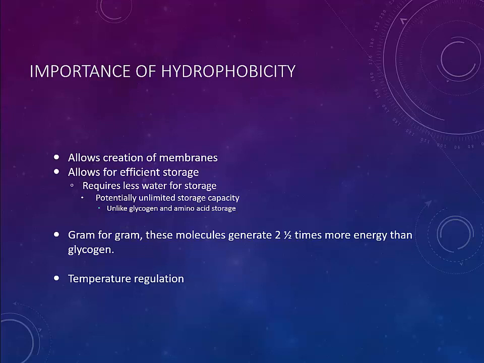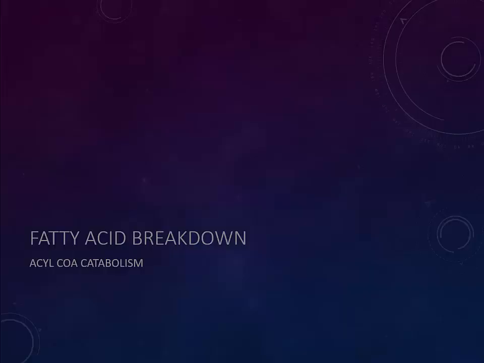First, these molecules do not require a lot of water for storage. Glycogen, which is a polymer of glucose, requires a tremendous amount of water for storage. With triacylglycerides, there's potentially unlimited storage of these fuel sources. Gram for gram, these molecules provide about 2.5, maybe a little bit more, energy than glycogen, and they work great with temperature regulation. So as homeotherms, we maintain a constant temperature, and they are an ideal molecule.